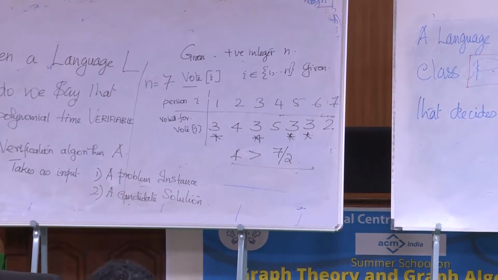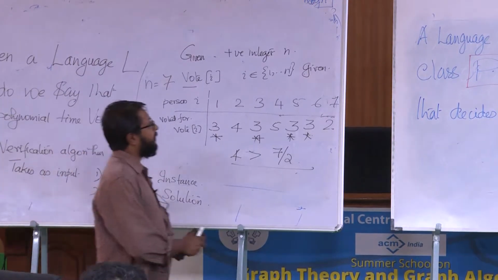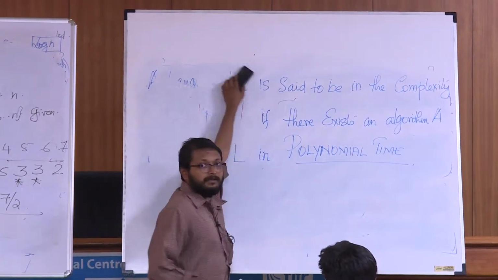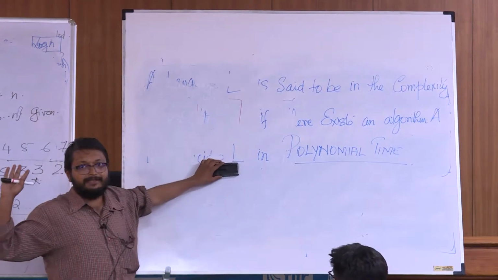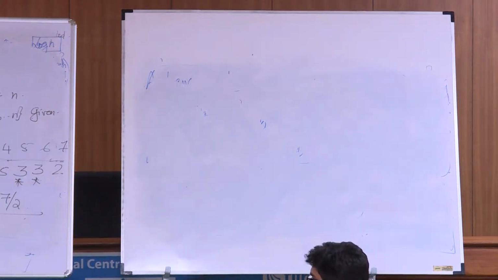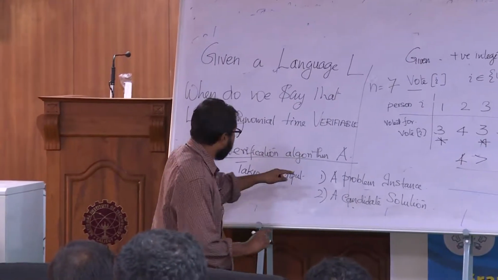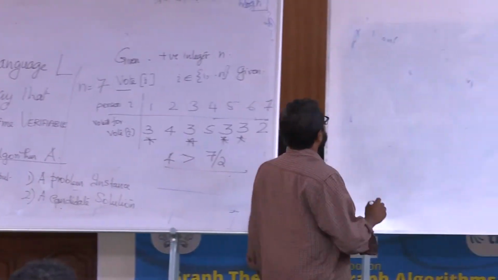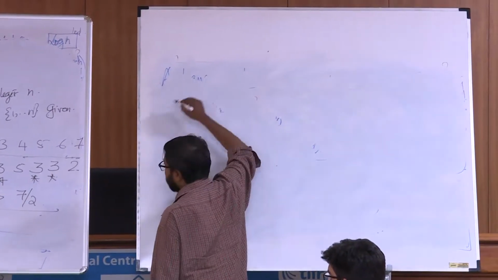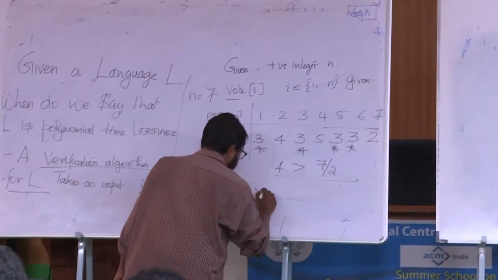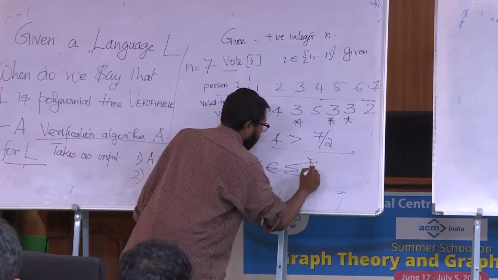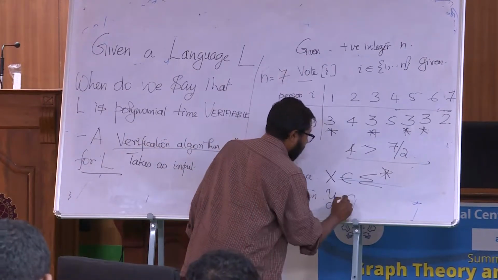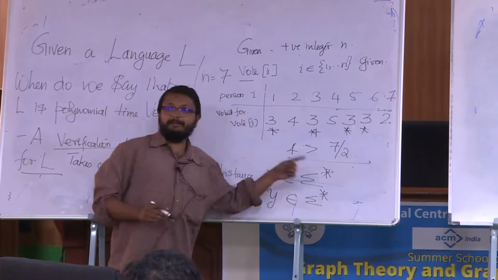A language is polynomial time verifiable. So, you have no objection with both sides, right? A verification algorithm A for language L takes as input, let's call a problem instance x in sigma star, which is your instance. Let's also call y, an element of sigma star, which is your password.